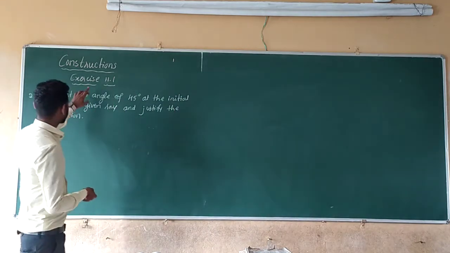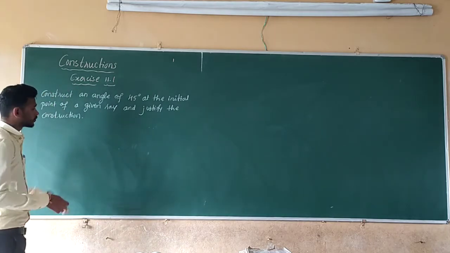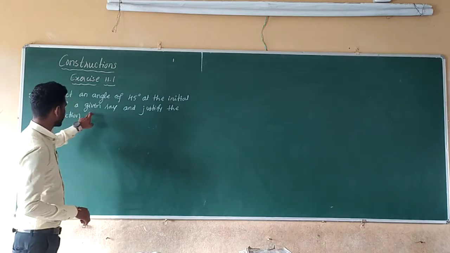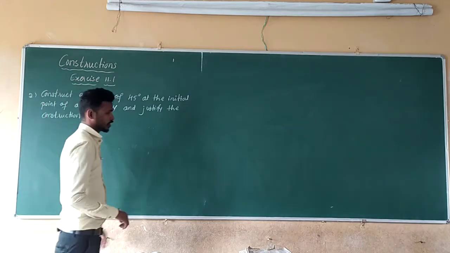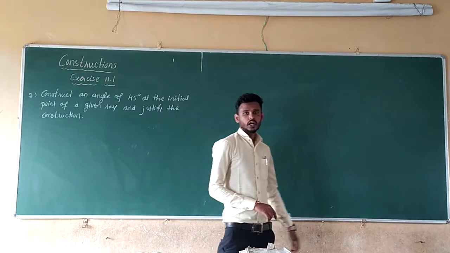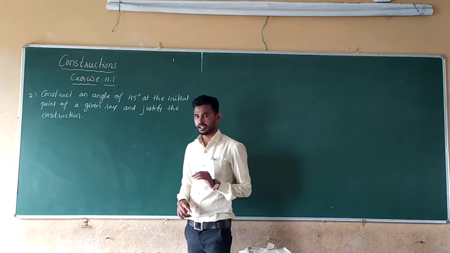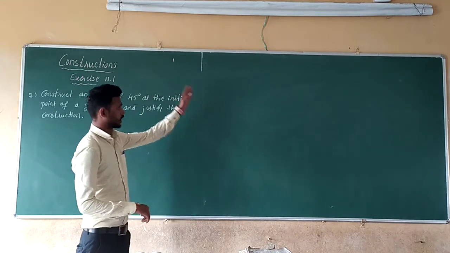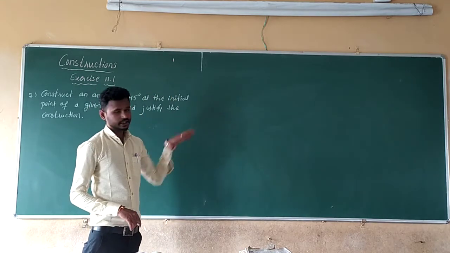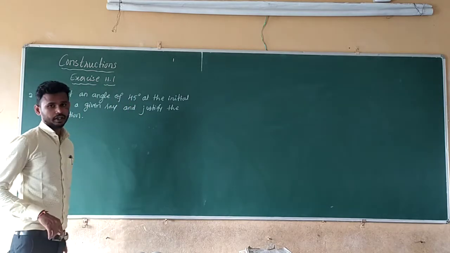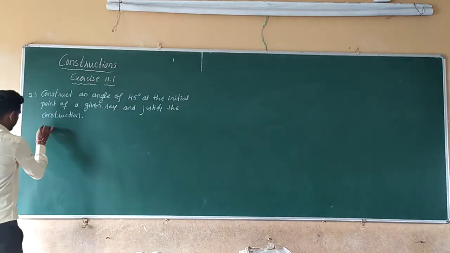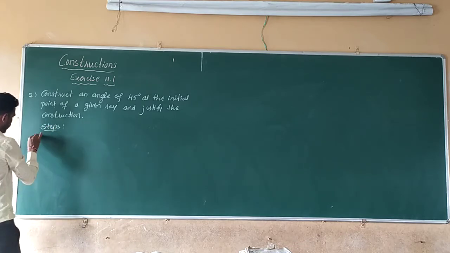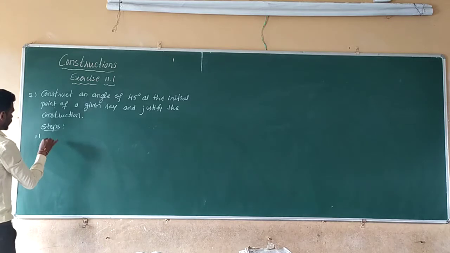Now in exercise 11.1, second main question: construct an angle of 45 degrees at the initial point of a given ray and justify the construction. You already know how to construct the 90 degree angle and also how to bisect an angle. So just construct the 90 degree angle and bisect that, and you will get the 45 degrees. The same as usual, first construct the 90 degrees.